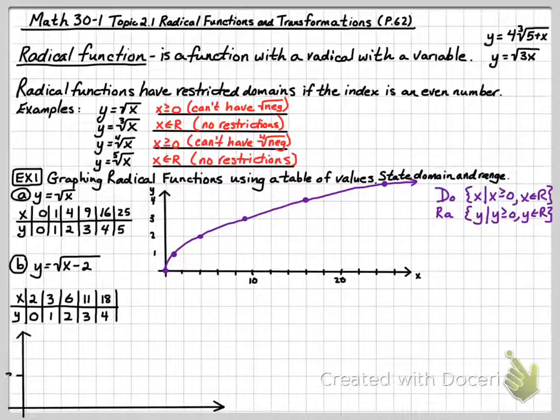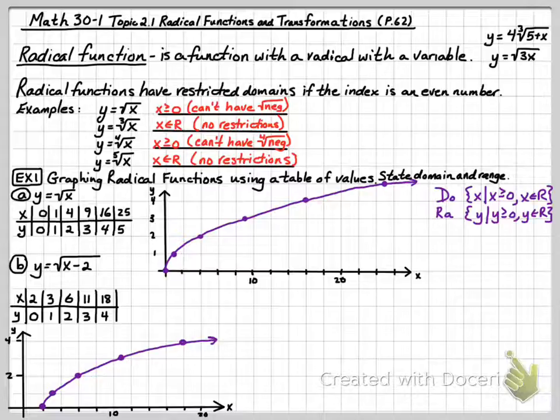Now I can graph this, and what's going to happen is it's going to be shifted. The square root of x minus 2 is going to end up being exactly the same shape as our previous graph, except this time it's shifted 2 units to the right.